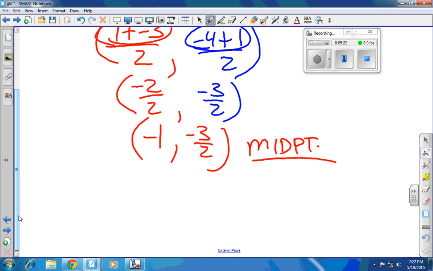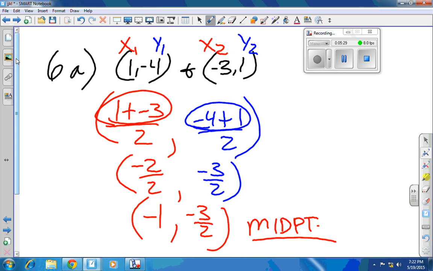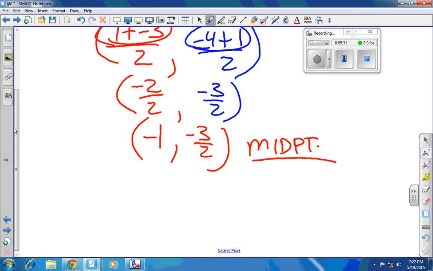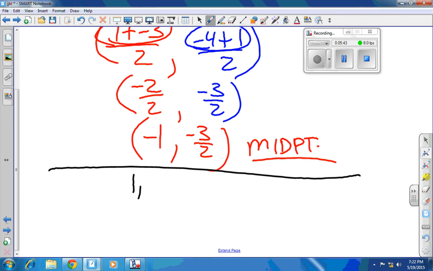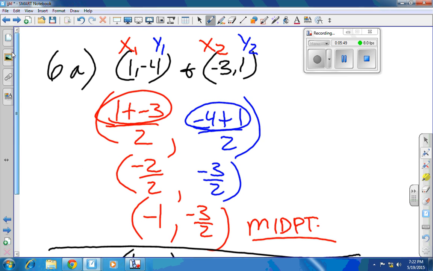Now, the next part asks you to find the line this time that is parallel to the original line and goes through the midpoint. Now, if it's parallel to the original line and goes through the midpoint, it's actually going to be the same line as the original. So what we're going to do is what we normally do, and we're going to find the slope between the 2 points. And let me make sure I wrote down the right points. (1, negative 4), (negative 3, 1).